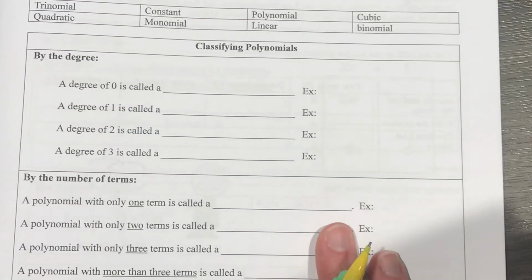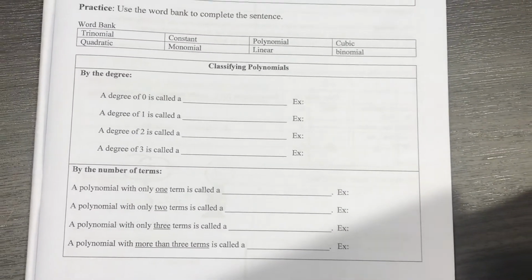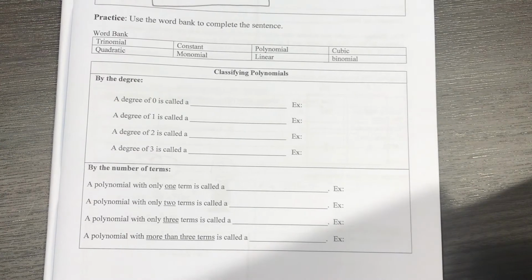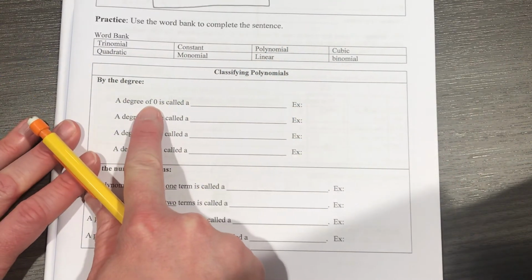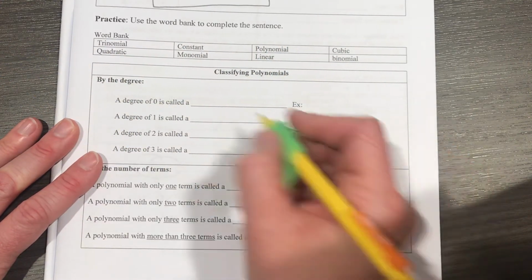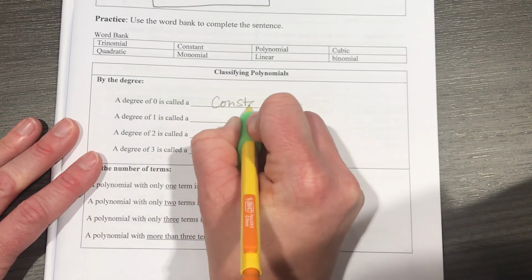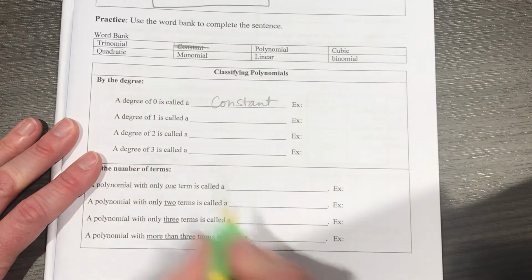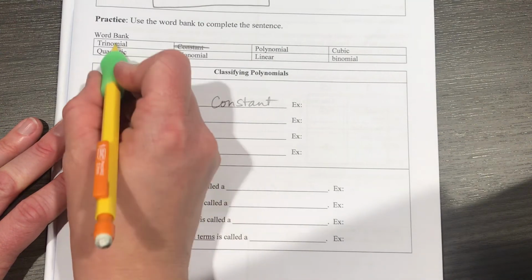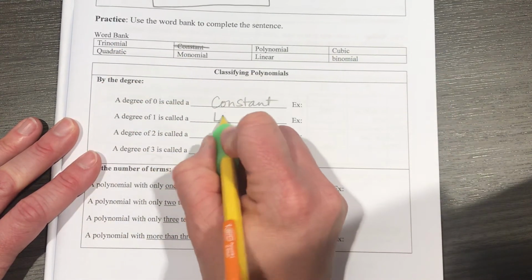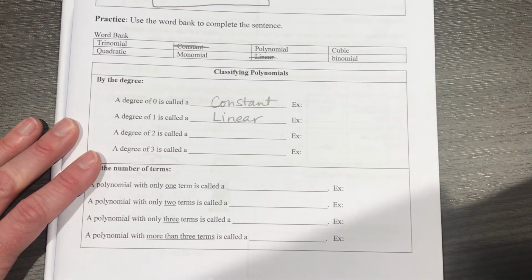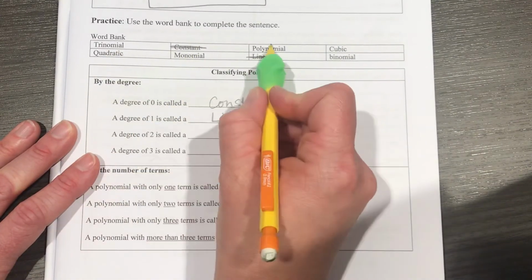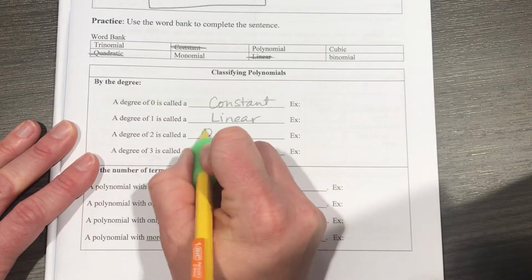All right, as a quick quiz, let's see how well you know your terms. Out of this box of choices here, what is a degree of 0 called? Do you remember? It's called a constant. What is a degree of 1 called? Linear. What is a degree of 2 called? Quadratic.